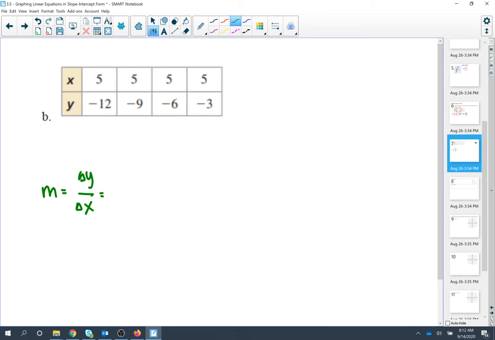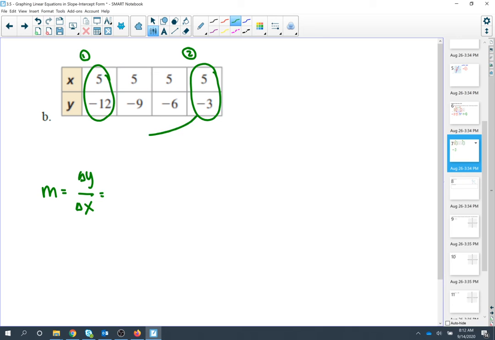Now, the change in x's, 5 to 5 to 5 to 5, that's not changing at all. So that's 0. So let's look at what happens here. I'm going to pick this point. I'm going to pick this point. Again, it does not matter which 2 you pick. You can pick any 2 you want. This is my number 1. This is my number 2.